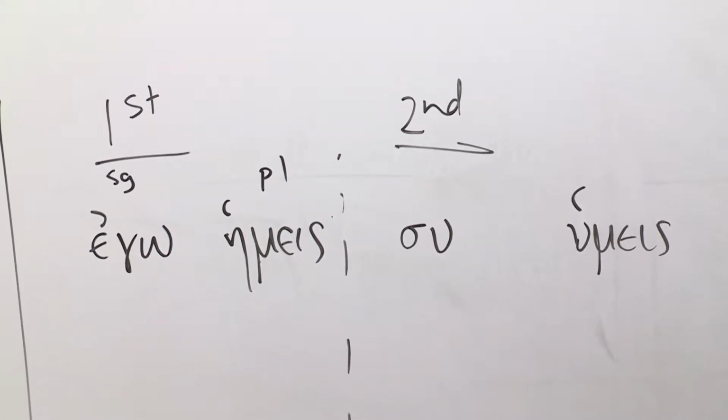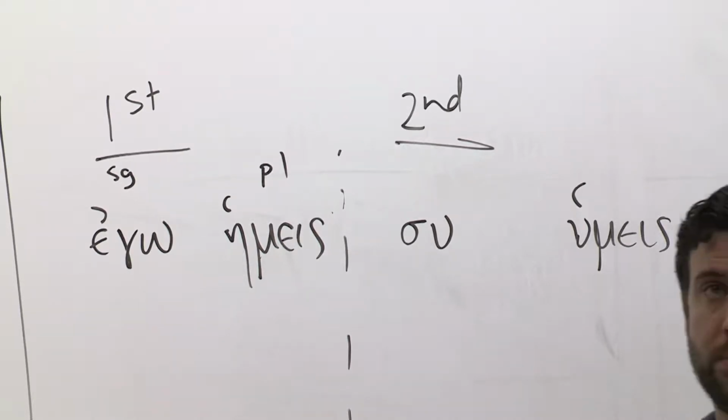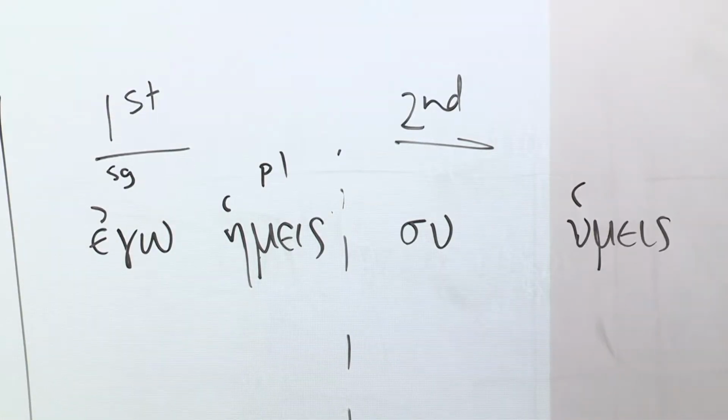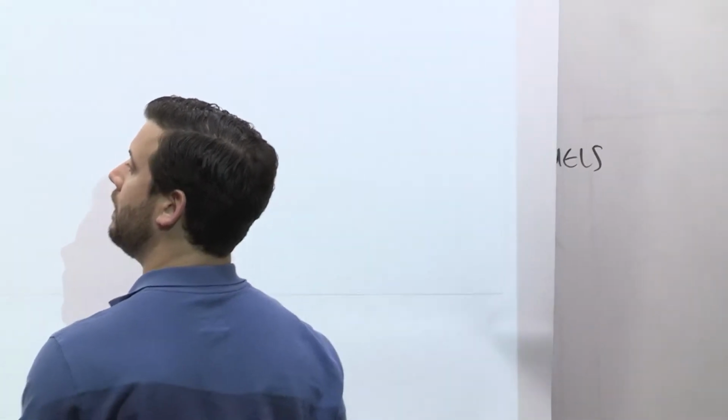So what I'm going to do is pull up the full declensions. Because just like nouns, your pronouns are going to inflect in all five cases. Well, in this case, the vocative will not look any different.